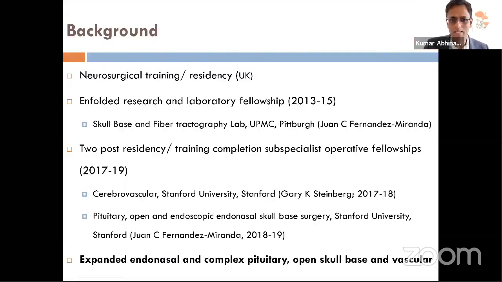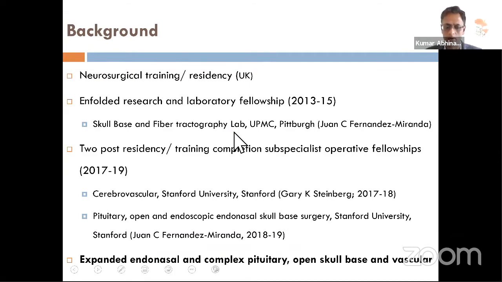So that's basically been my path. I did a couple of years in the lab, and then I've spent almost 3 years with Juan in combination with the lab time and a clinical fellowship, and also did a vascular fellowship with Gary, and currently I'm trying to build a career in expanded endonasal work, pituitary and vascular work.